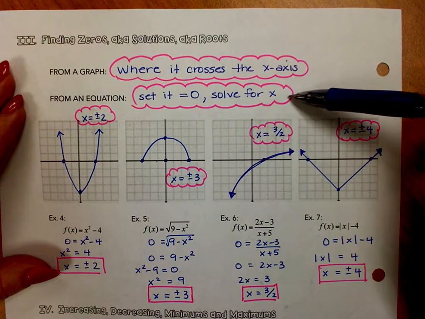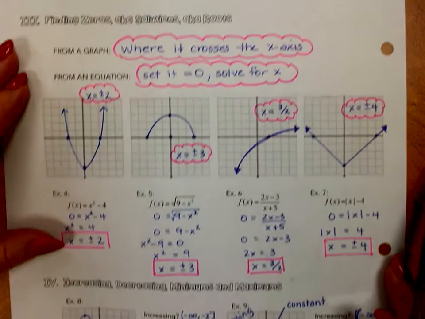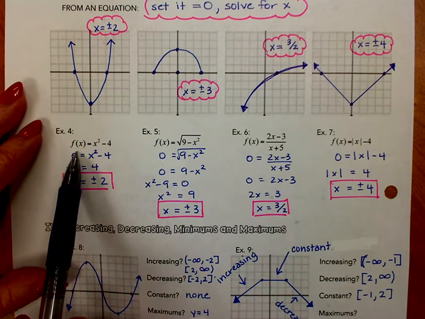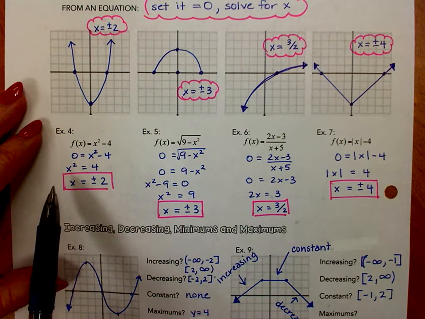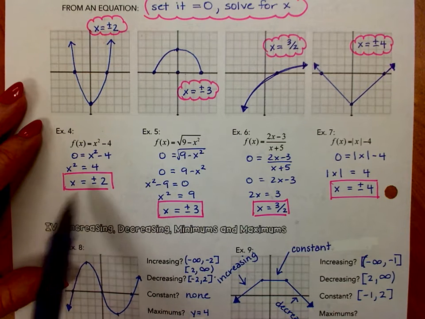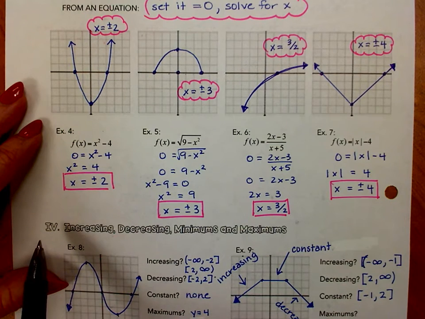Okay, if it's from an equation, we're going to set it equal to 0, and we're going to solve it for x. So, looking back at this example number 4, change your f of x to a 0, and then you can either factor it and set the factors equal to 0, or in this case, you can go ahead and move the 4 over, and x is equal to positive and negative 2.